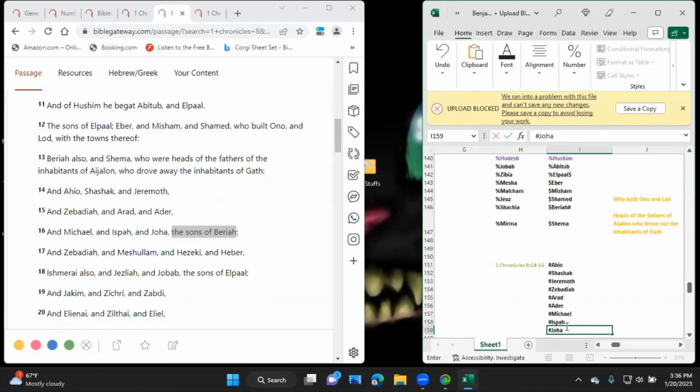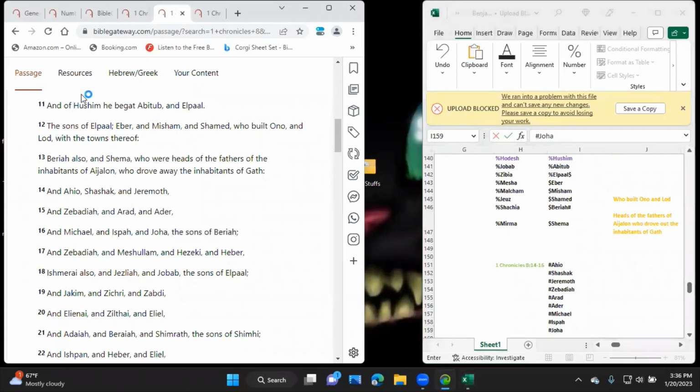So for some reason, when you first read it, it looks like these are all continuing from verse 14 with the sons of Elpaal, but they're not. It ends with the sons of Beriah. So reverse engineering it, Beriah also drove out the inhabitants of Gath, and then the sons of Beriah are verse 14 through 16. So it continues this pattern. Jumping down to verse 17, for some reason, we go back to the sons of Elpaal. Starting in verse 17, we're going to go back up here at the top. Hopefully, this doesn't confuse you too much.